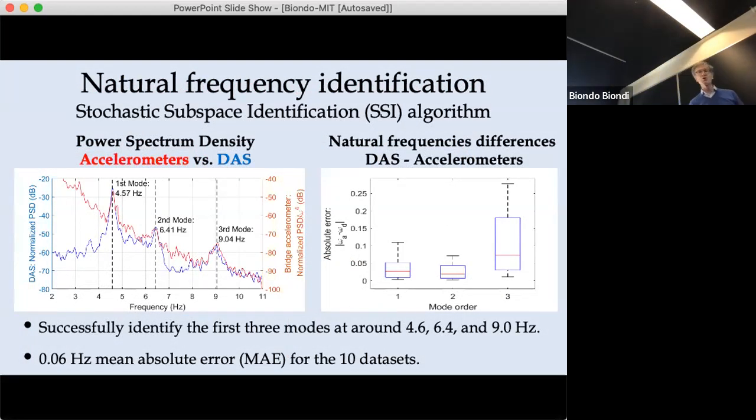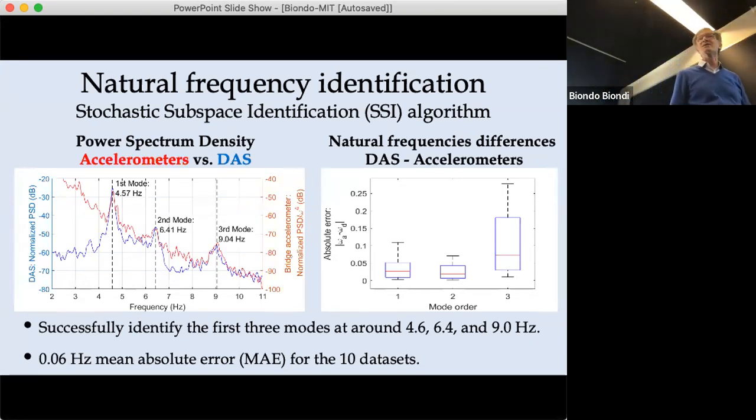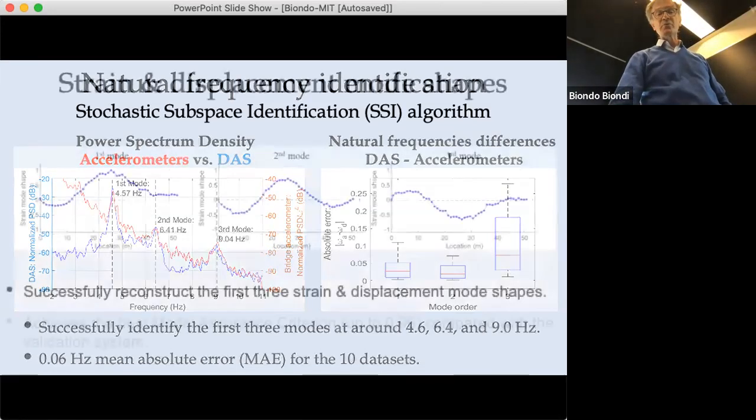What I'm going to show here is the resonant frequency of the bridge measured by the DAS and by the accelerometers. The DAS is the blue line, the accelerometers are the red line. There is a very good correspondence between those resonant frequencies measured in the two ways. This is a relatively short bridge, so it has relatively high resonant frequencies. The longer the bridge, obviously, the lower the resonant frequency.